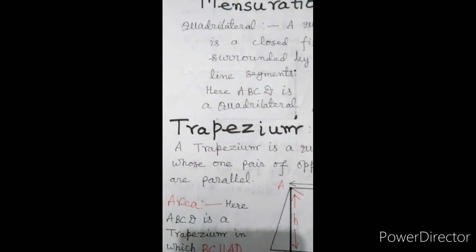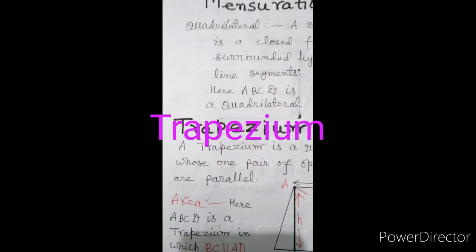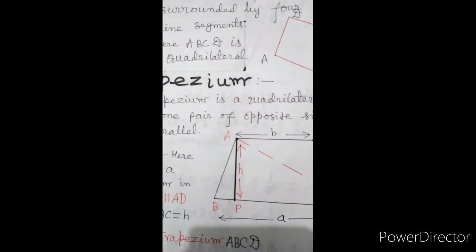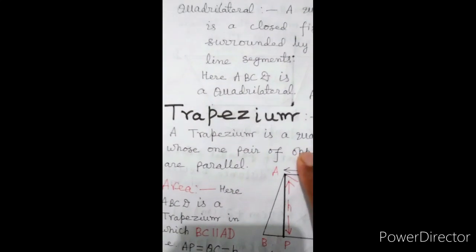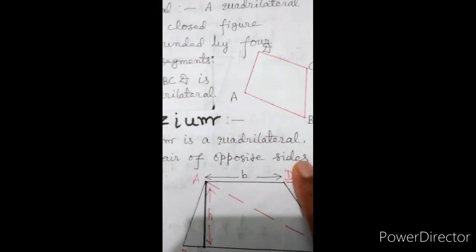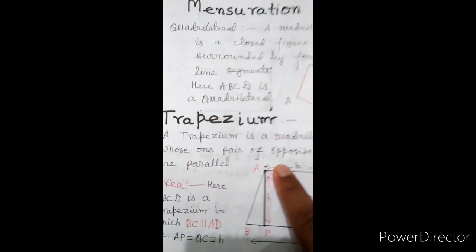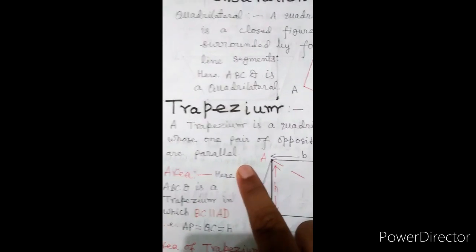And trapezium is a special type of quadrilateral. What is a trapezium? A trapezium is a quadrilateral whose one pair of opposite sides are parallel.